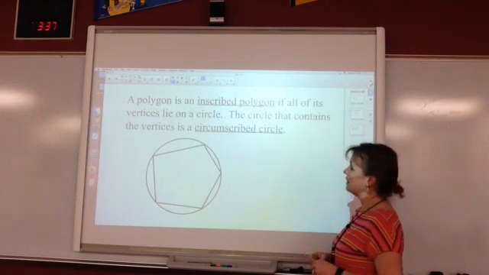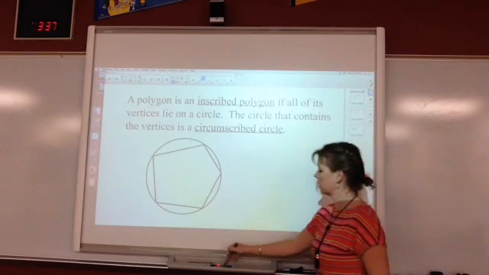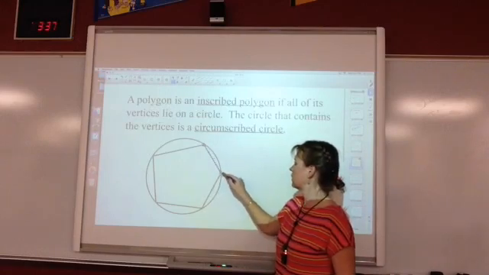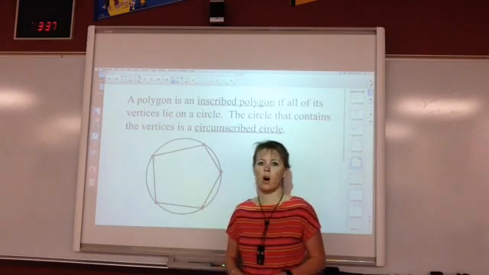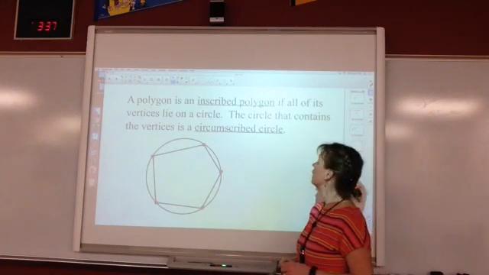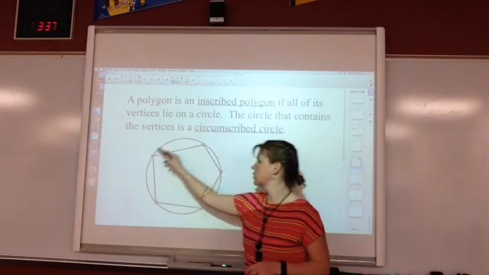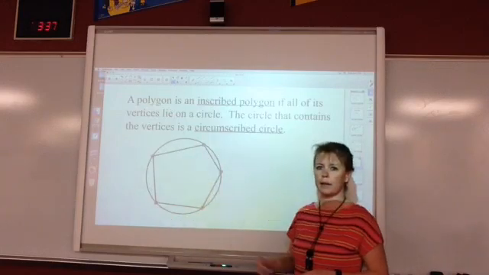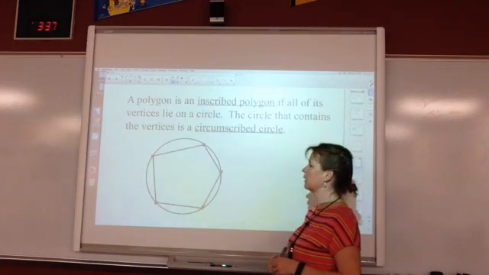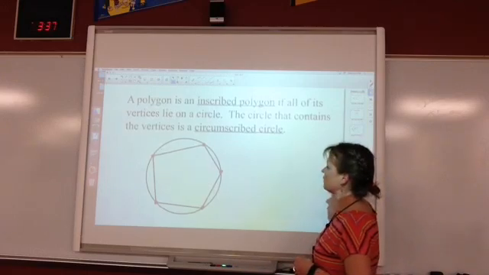A polygon is an inscribed polygon. There's another vocabulary word. If all of its vertices lie on a circle. Vertex on a circle, vertex on a circle. They all have to lie on the circle. The circle that contains the vertices is called a circumscribed circle. Goes all the way around the polygon, like circumscribing the globe. Inscribed, circumscribed.